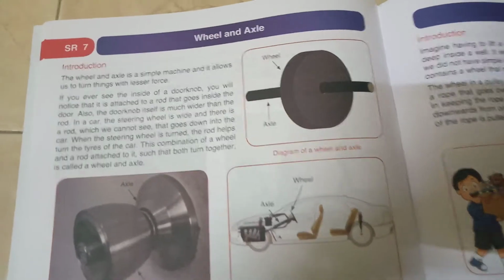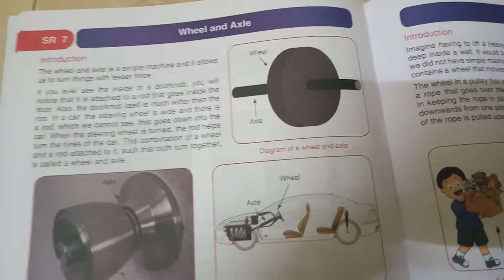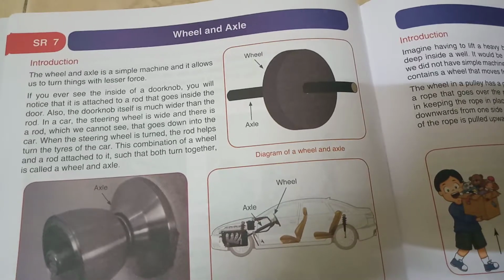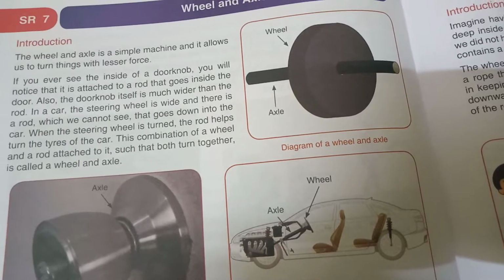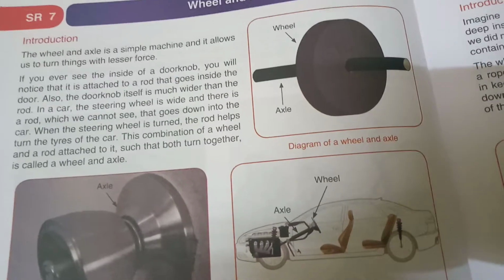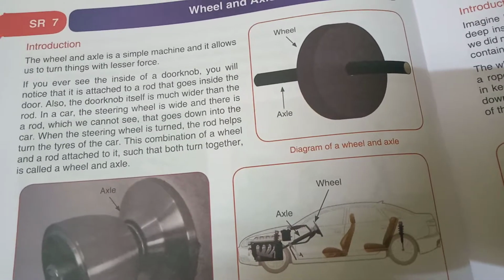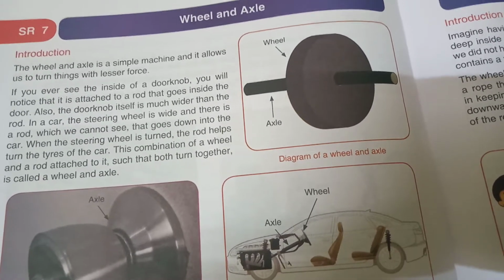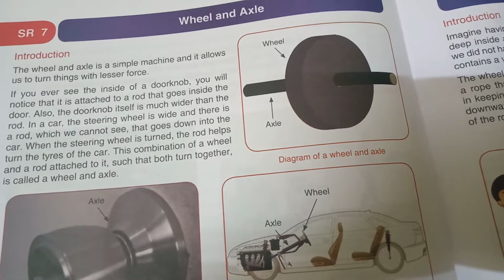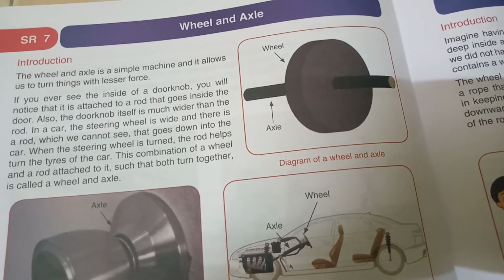Hello children, today's topic is wheel and axle in EVS unit 6. See here, the wheel and axle is a simple machine. Can you see what is an axle? The stick like, okay. Now if you see there, you can use this wheel using lesser force.